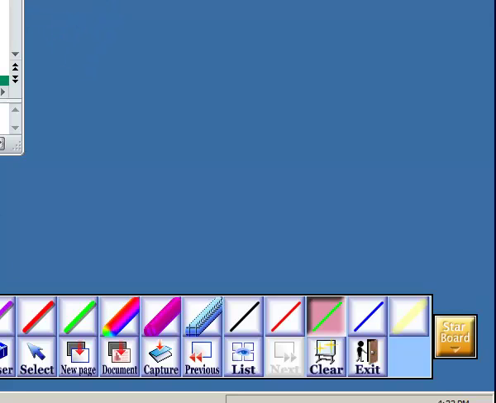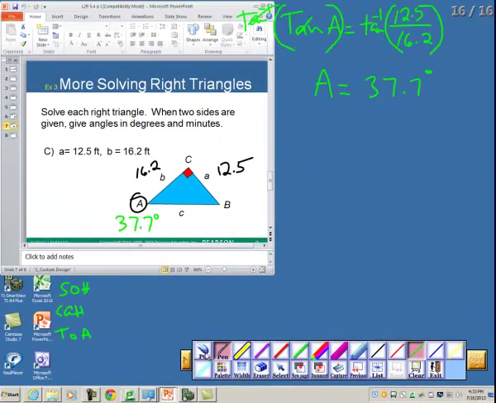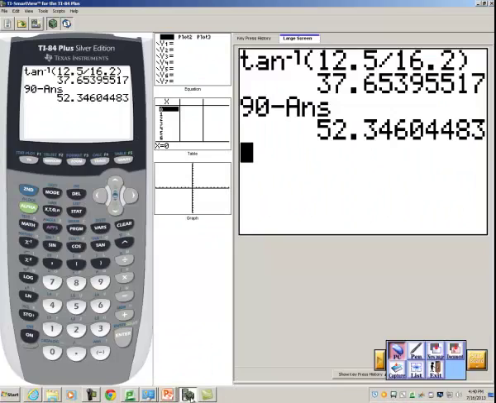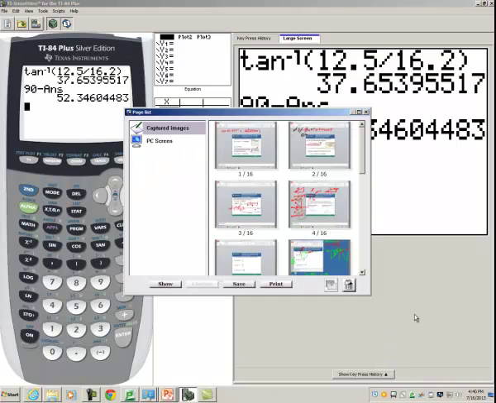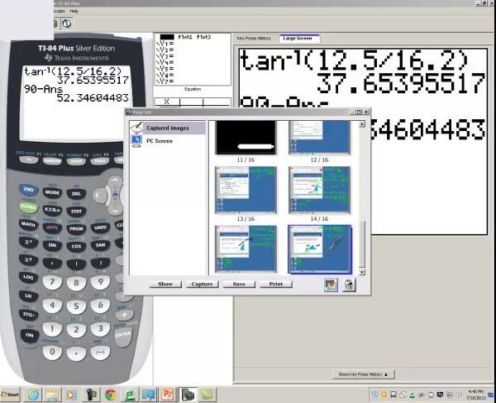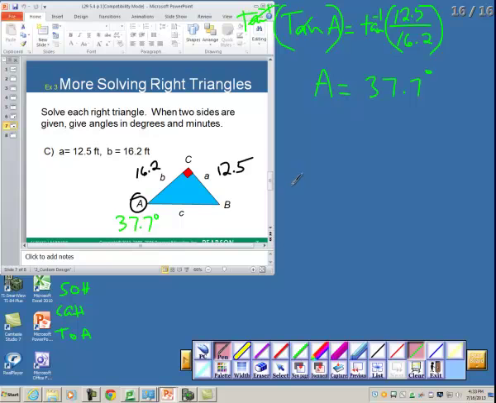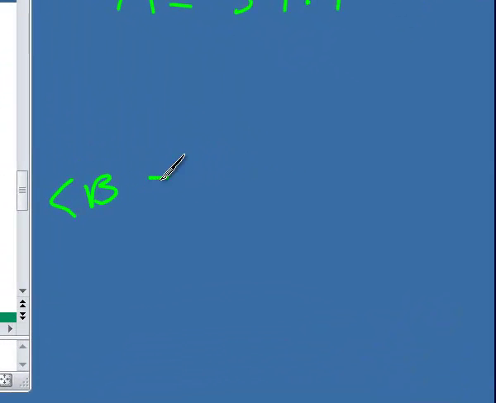What did we say that was again? 52.3. All right. Okay, so angle B is 52.3. So we go ahead, 37.7. So we take 37 degrees plus 0.7. Okay, so go ahead and convert that to degrees and minutes. All right, go ahead and do the rest of that.